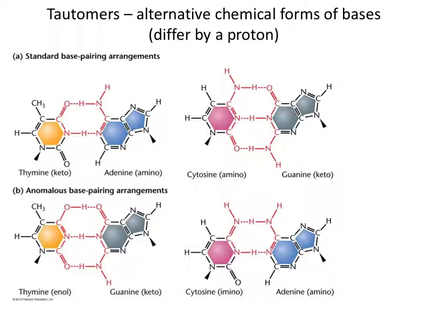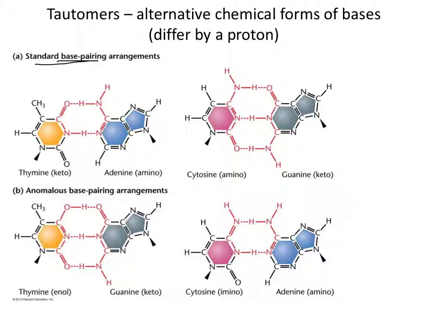In nature, the nucleotide bases can in fact occur in different forms that differ in the positioning of a single proton. And that can result in alternate base pairing arrangements. So the standard base pairing arrangements are shown in the top of this figure, okay, up here. So in the normal configuration in DNA, what happens most of the time is that thymine base pairs with adenine, as shown here, on the top left, and cytosine base pairs with guanine, as shown on the top right.